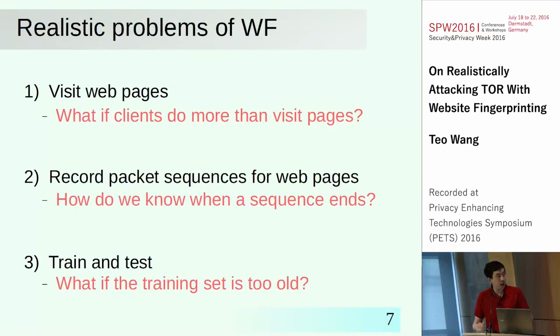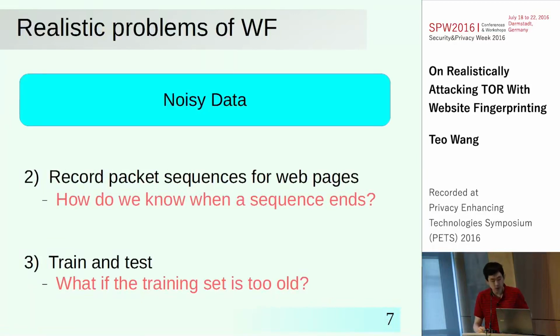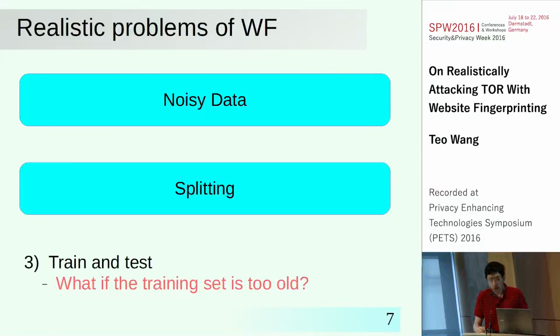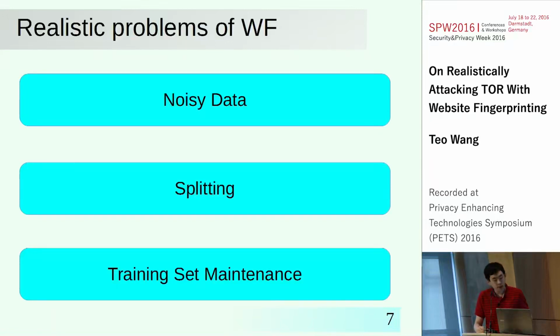So we're going to divide those into three realistic problems. It's going to be noisy data, and then splitting, and then training set maintenance. And we're going to talk about those issues in this order. Now, in the paper, it's actually in the reverse order. So that's going to be the difference with the paper.